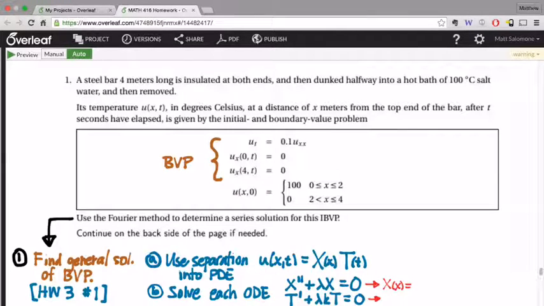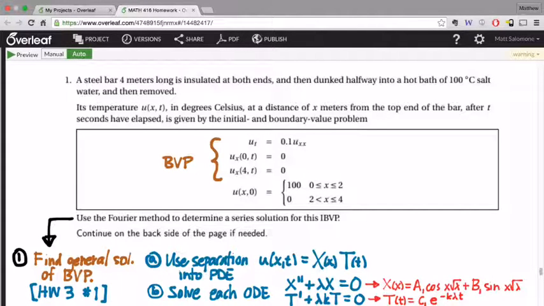But the general solution for the capital X function is, let's call it capital A1 times the cosine of x times the square root of lambda plus capital B1 times the sine of x times the square root of lambda. And the time dependence, capital T of t. Because it's a first order ordinary differential equation, you could solve it using Calc 2 methods just by separating those variables and getting, let's call it capital C1 times e to the minus k lambda t.